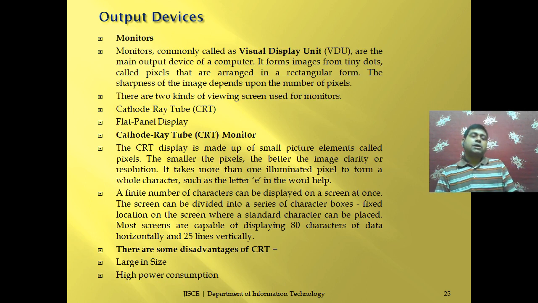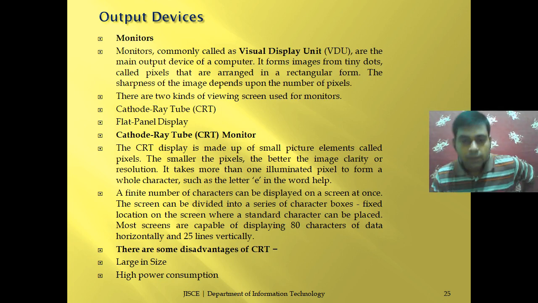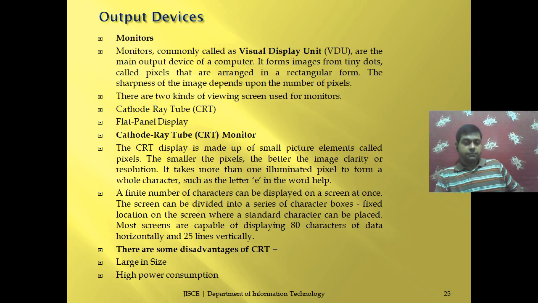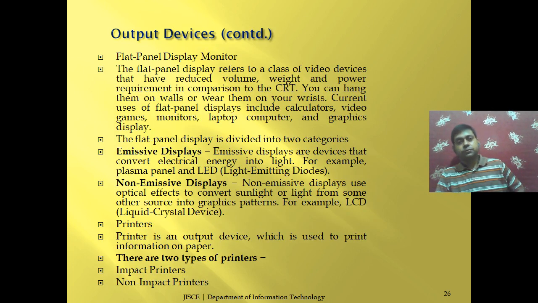Now we'll talk about the output devices. While talking about output devices, the first one that comes to the picture is monitors. And they are of two types. One is CRT, the cathode ray tube monitor, and the other is the flat panel display. The cathode ray monitor is large in size, has high power consumption, and its weight is also huge. And basically it displays 80 characters in one line horizontally and 25 lines vertically. So that is the cathode ray tube.